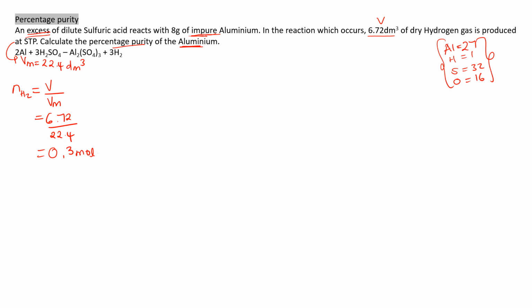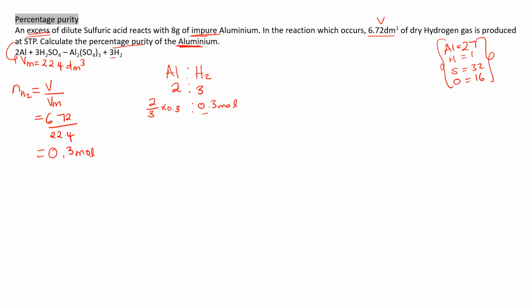Now that we know the number of moles of hydrogen, we are able to use it with the mole ratios. Because we want to calculate the percentage purity of aluminium, we're going to compare hydrogen with aluminium. The coefficient of aluminium is 2. The coefficient of hydrogen is 3. We know the number of moles of hydrogen, which is 0.3 mole. Using the coefficients, the coefficient of aluminium, the one you want, divided by the coefficient of hydrogen, the one that you have. So it's going to be 2 over 3 multiplied by the number of moles that you have, which is 0.3.